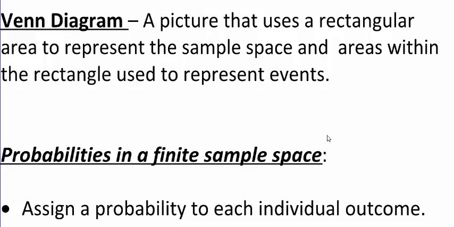All right, a Venn diagram is a picture that uses a rectangular area to represent the sample space and areas within the rectangle used to represent events. So let me sketch real quick what that looks like. I'm going to sketch it real quick. It's going to pop up, but then it'll go away.